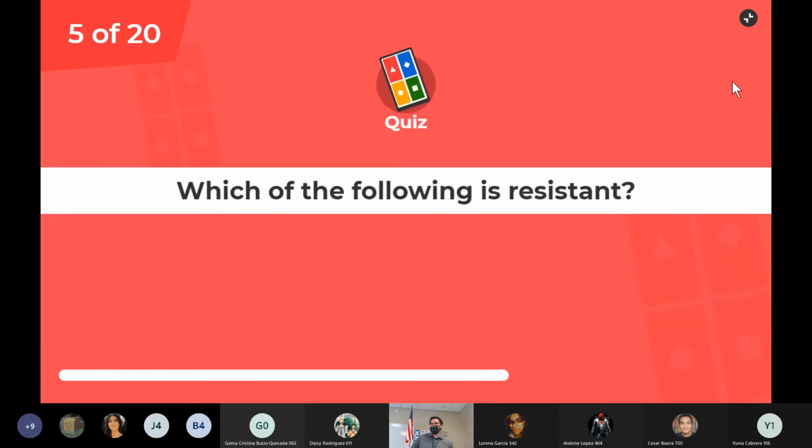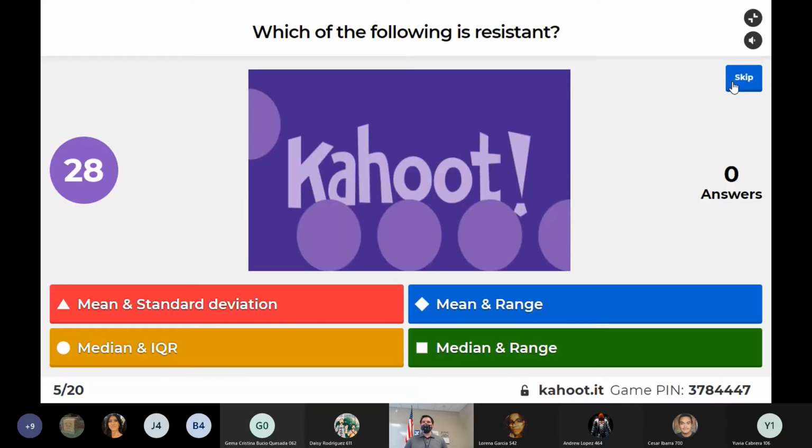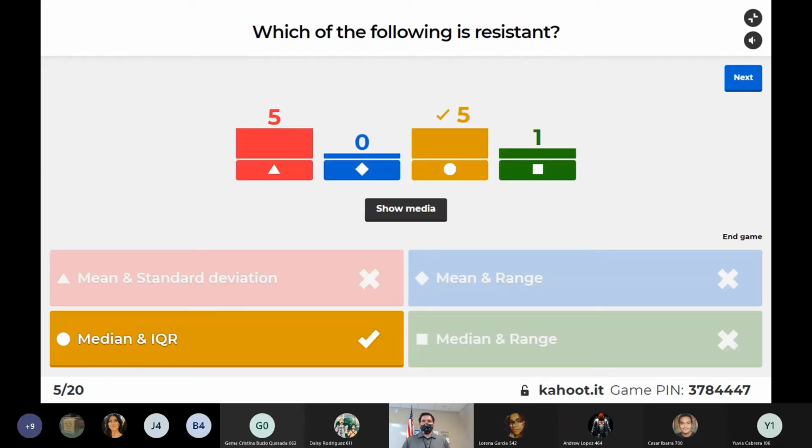Next, which of the following is resistant? And when they say resistant, resistant to outliers or extreme values. And that would be the median and IQR.